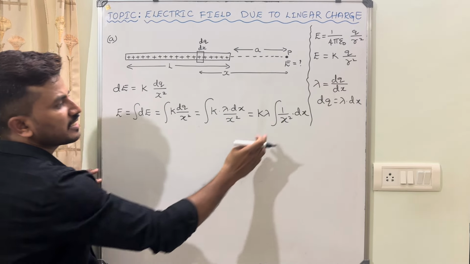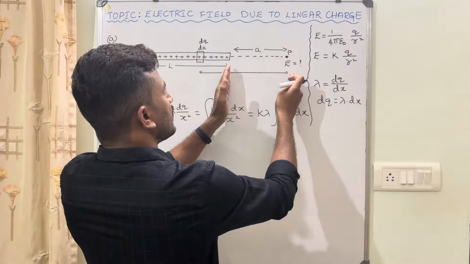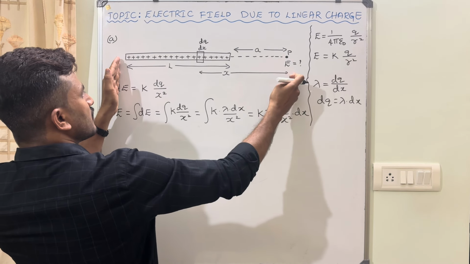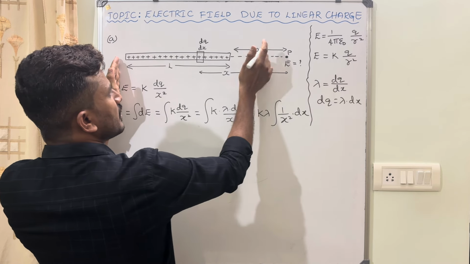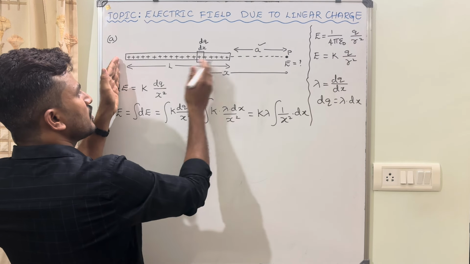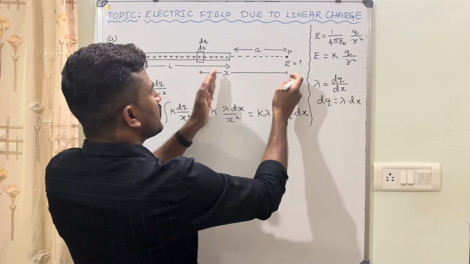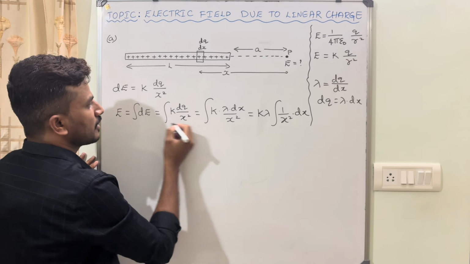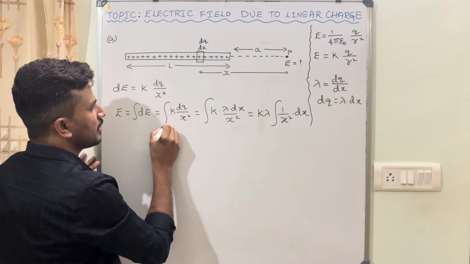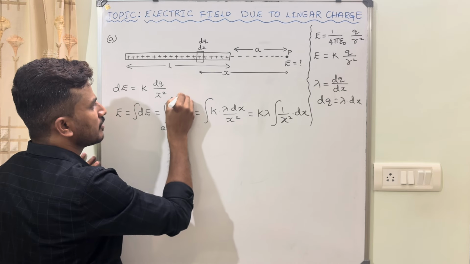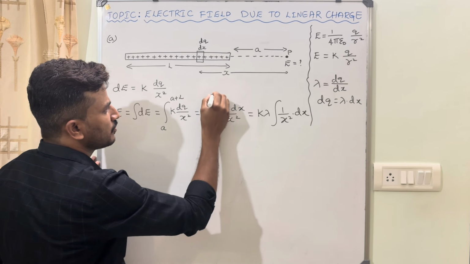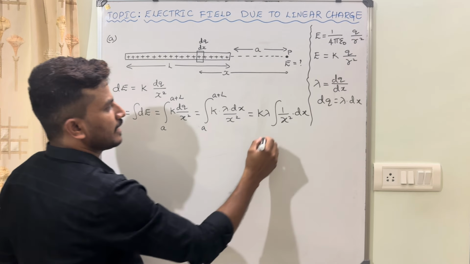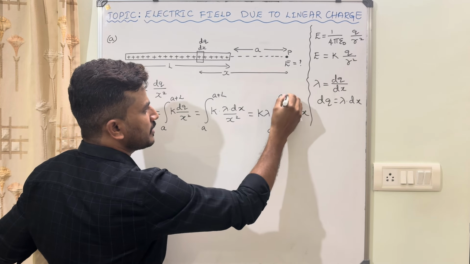So here x is the variable, x is increasing. Here x value is a, and here x value is a plus l. From here to here a is the length, from here to here l is the length. So initial value is a, final value is a plus l. Therefore here the limits for integration are a to a plus l.